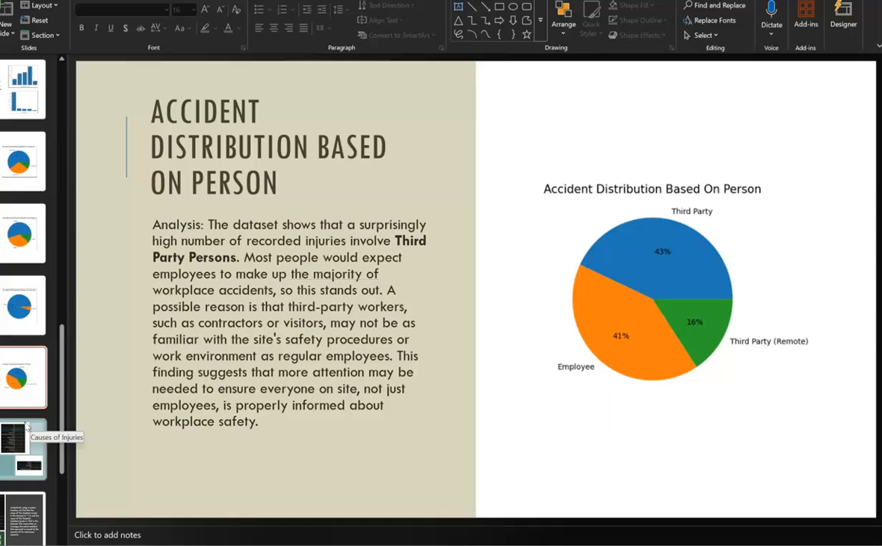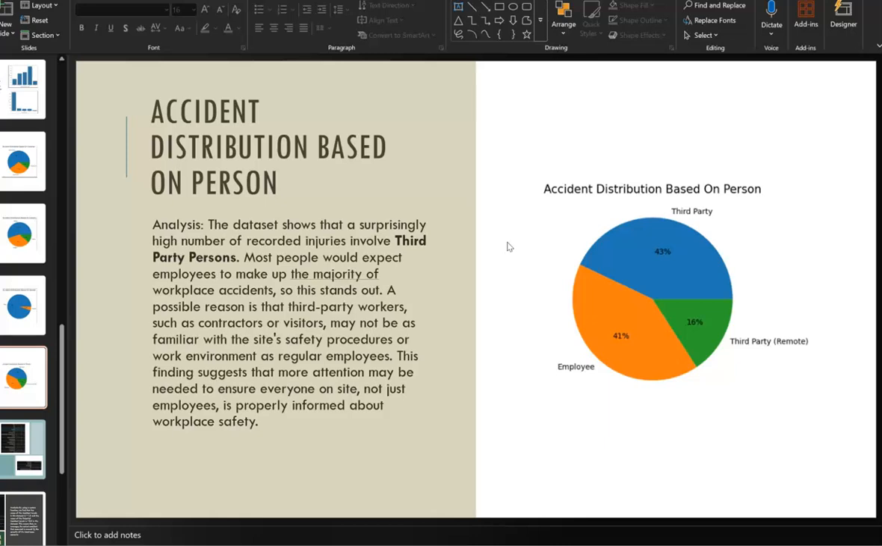Okay, accident distribution based on person. We can see that third-party persons are mostly what make up these accidents, and that's very surprising because you would expect employees to make up most of these accidents. So obviously this would stand out to me. This may suggest that third-party workers, such as contractors or visitors, may not be as familiar with the site safety procedures or work environment as regular employees would be.